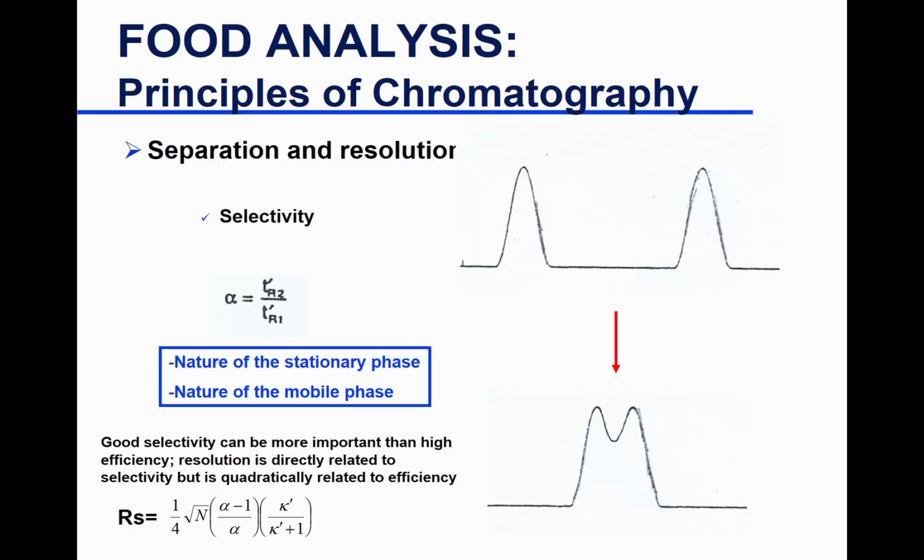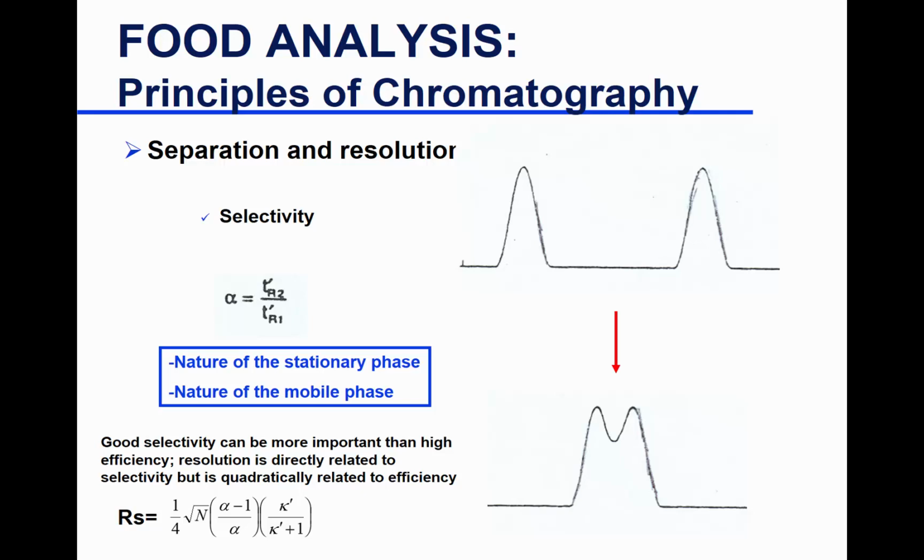And selectivity in chromatography is one of the most important factors, even more important than efficiency, because it is directly related instead of quadratically related to the resolution. So that's the capacity selectivity factor, whereas the efficiency is the square root of n divided by 4. So this means the selectivity of the column is more important than the number of theoretical plates. Because if you don't have selectivity, there's no resolution.